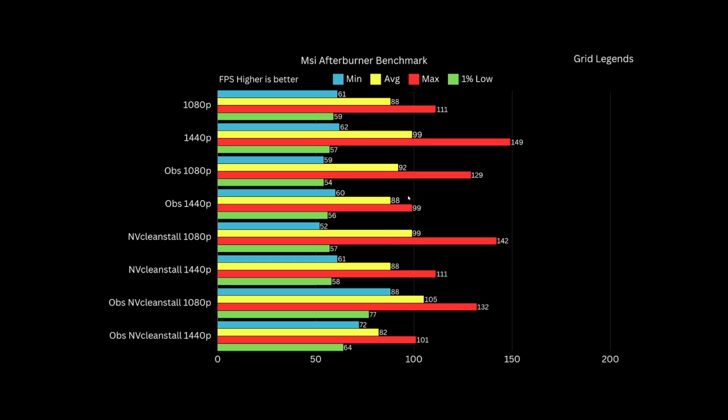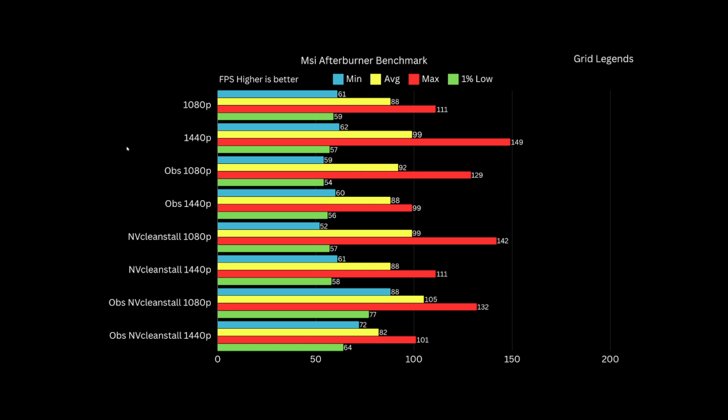So next we have Grid Legends. Again, higher is better, and the benchmark is done with MSI Afterburner. And again, we have the minimum, the average, the max, and the 1% lows. And just as the first benchmark I showed, just the same case here. So you got the before, then you got the after. So we'll let you have a look.